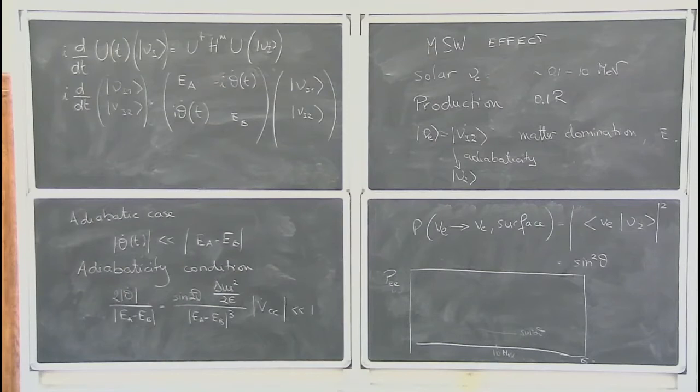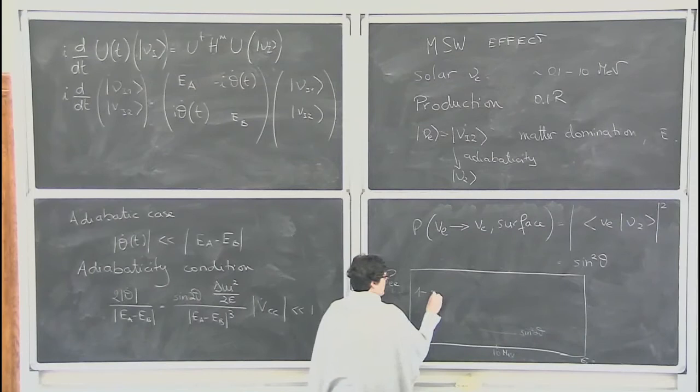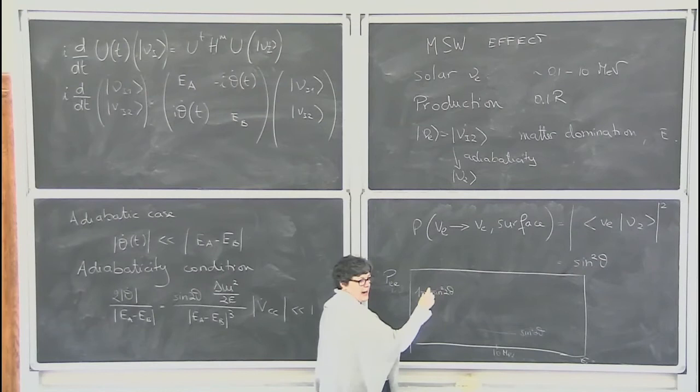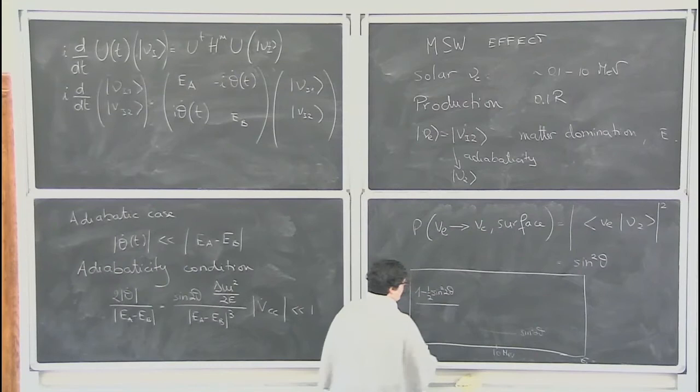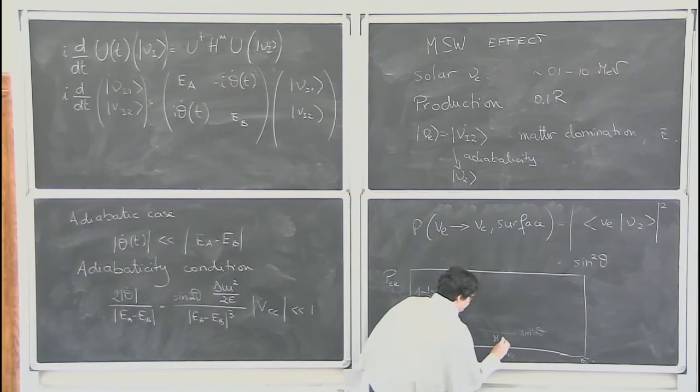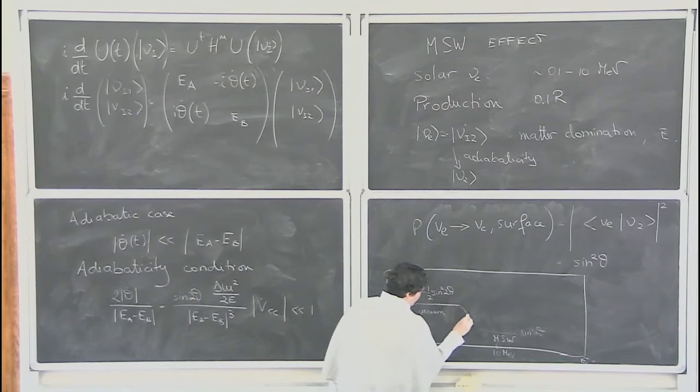What is the survival probability in vacuum? It is 1 minus the conversion probability that we computed yesterday: 1 minus sine squared 2 theta, and then you have the sine squared of delta m squared L divided by 2E, but you need to average it over, so you have a 1 half. So here you have the MSW effect, here you are in vacuum, with a transition like that.